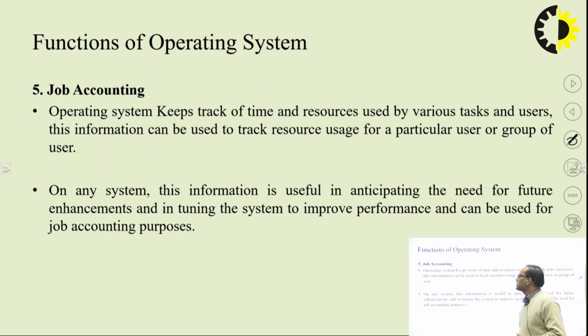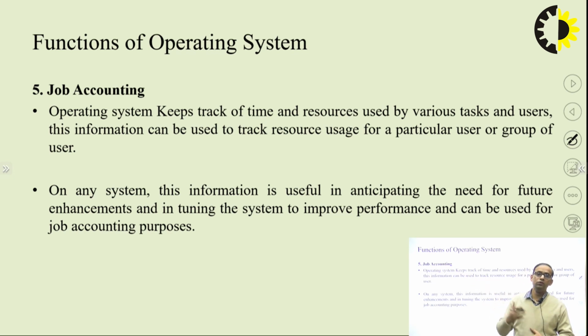Next, the fifth function of the operating system is job accounting. Job accounting means at a particular instant of time, how many processes or tasks are running in our computer system. So the operating system keeps track of all those processes.